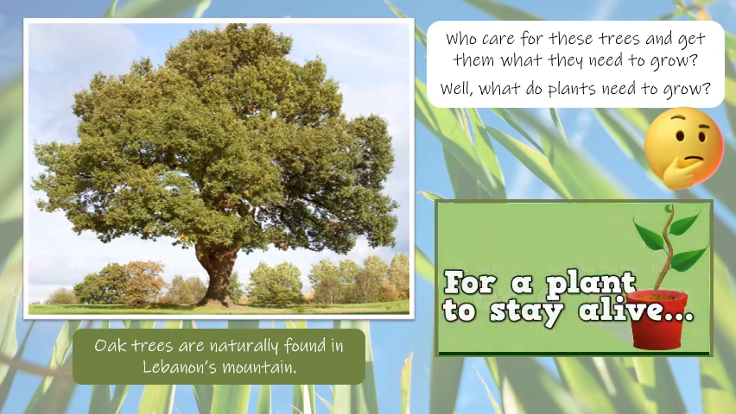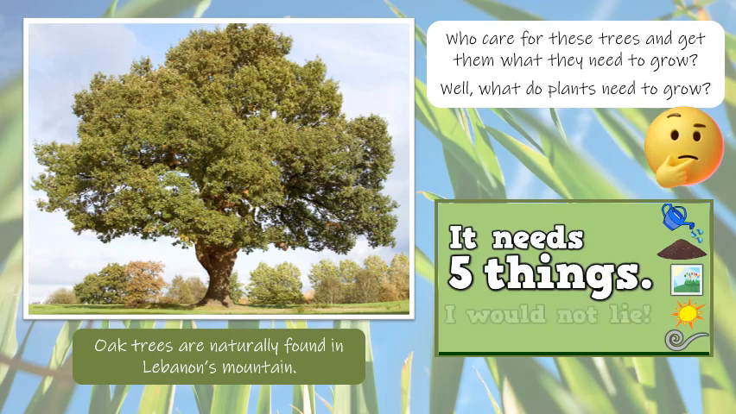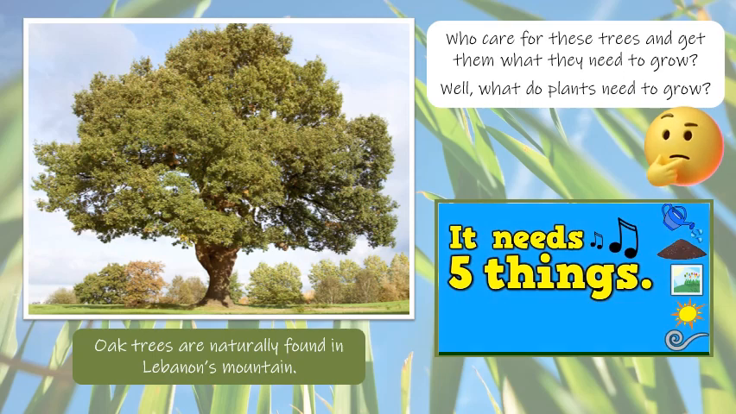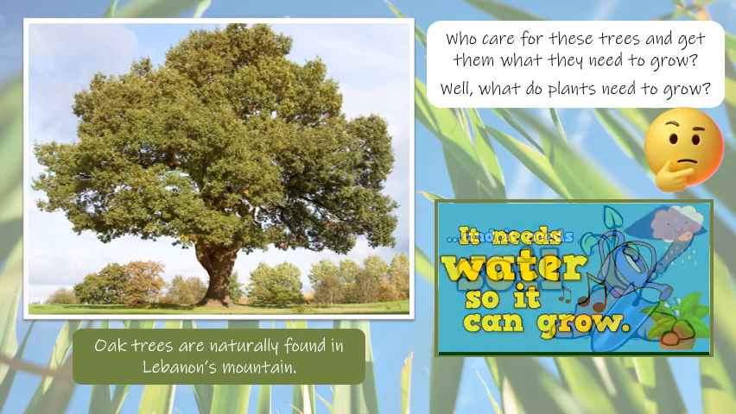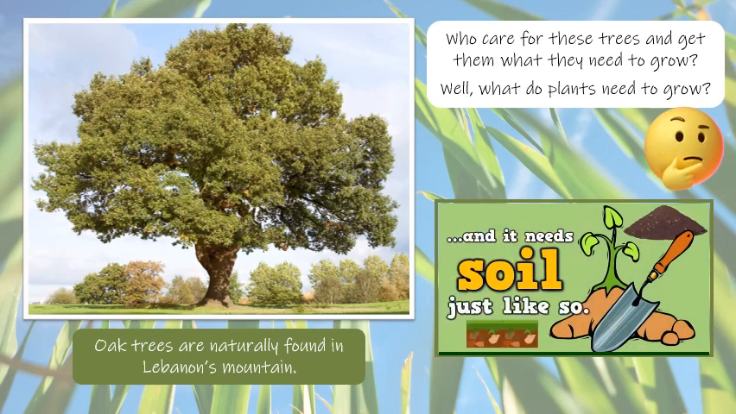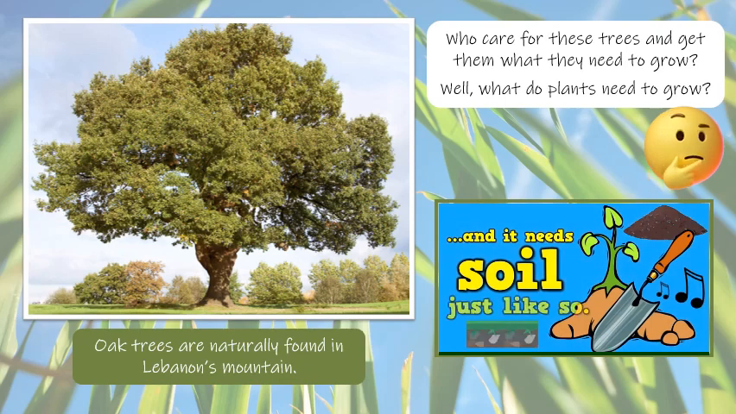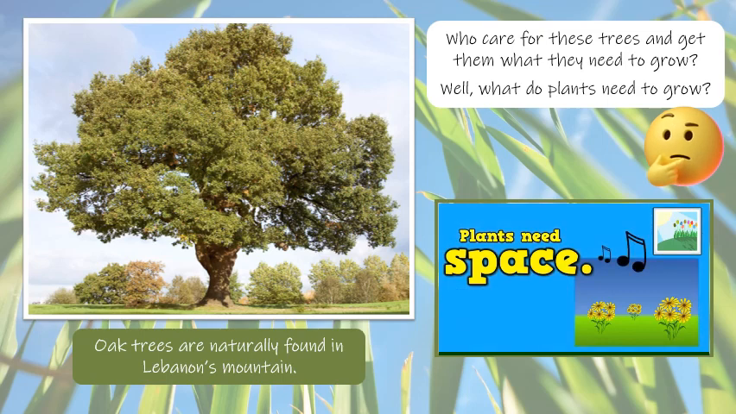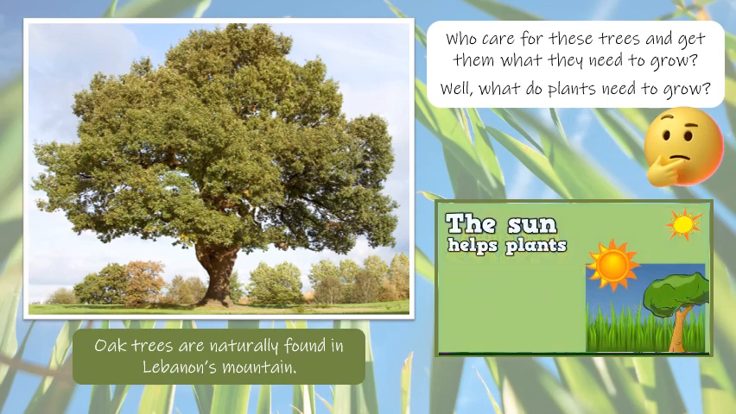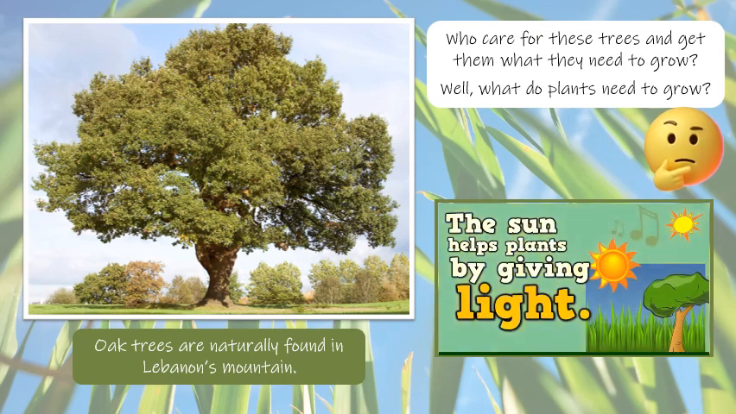For a plant to stay alive, it needs 5 things I would not lie. It needs water so it can grow. And it needs soil just like so. Plants need space, they can't be tight. The sun helps plants by giving light.